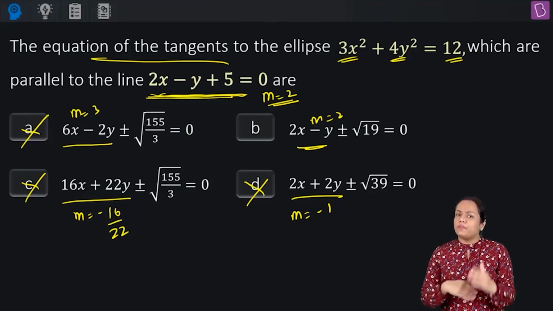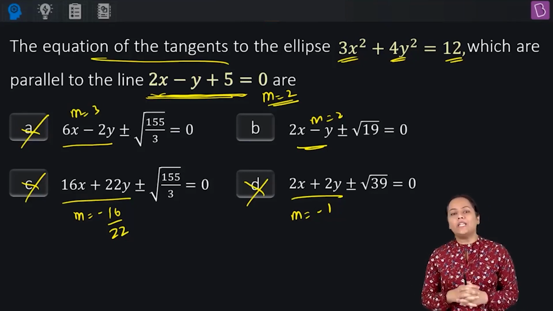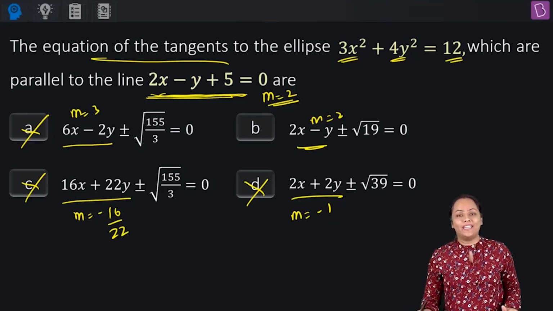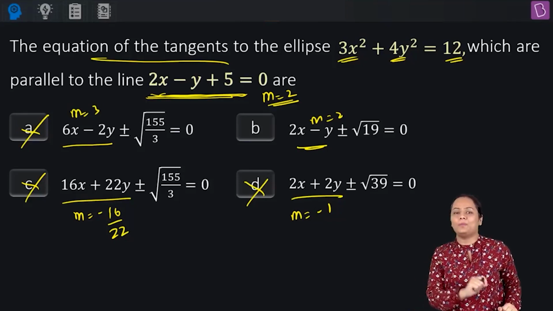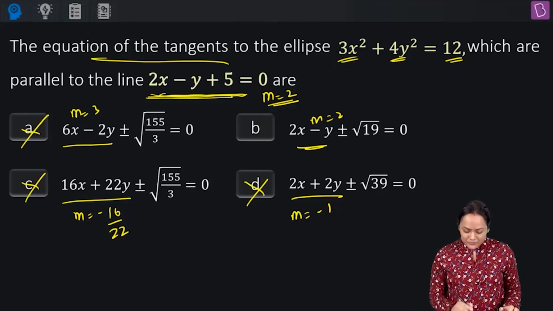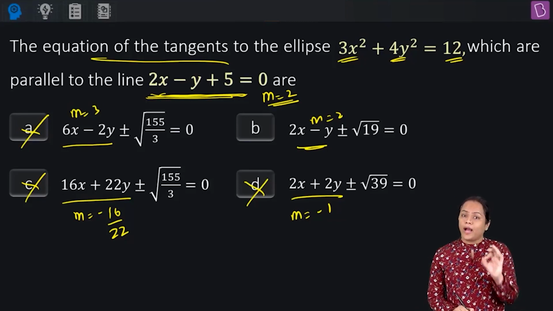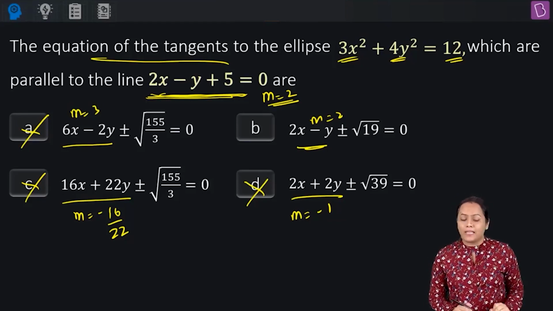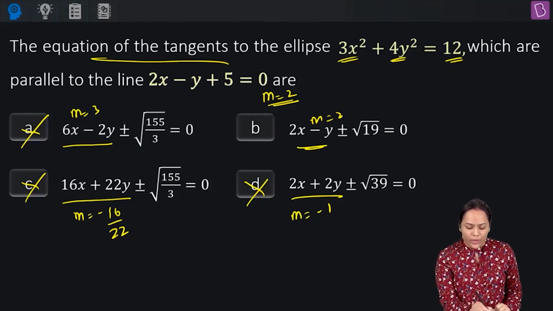So sometimes before solving the question, what we can do is, we can actually eliminate the wrong options like we did here, and we know the answer has to be B. But let's solve it out also to reconfirm. How are we going to do that? I have a tangent whose slope is 2 because it is parallel to my line 2x minus y plus 5 is equal to 0.